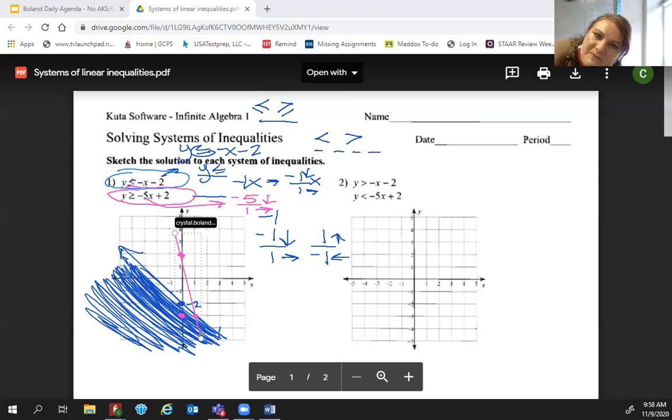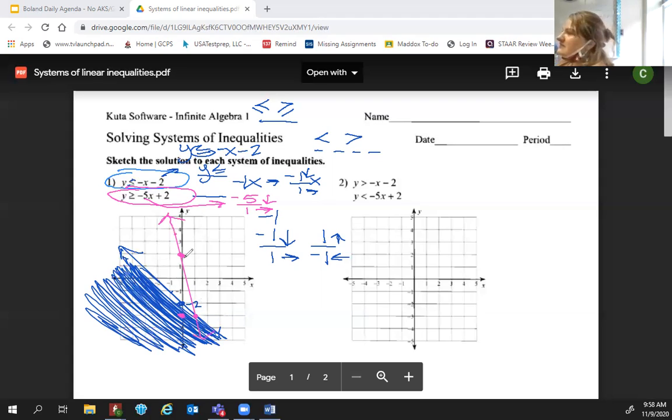Okay, so going back, my inequality sign says what? It says y is what? Greater. Now, this is the only thing I want you to focus on. Do not get confused.